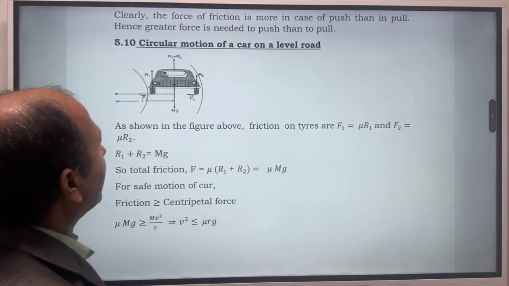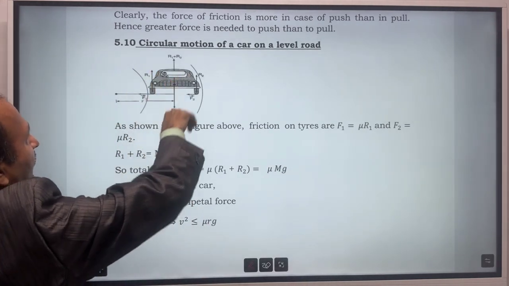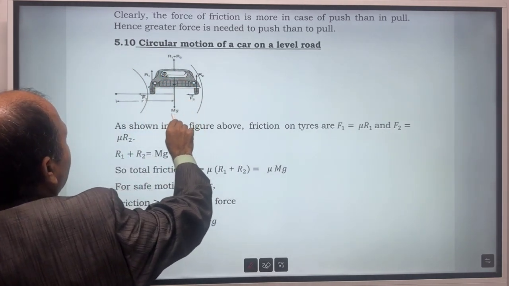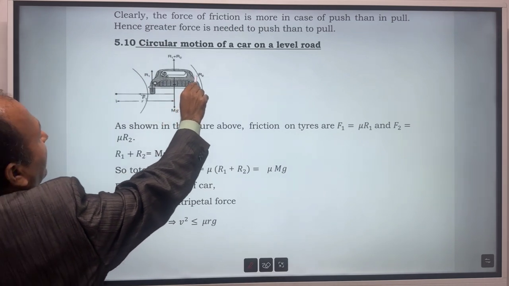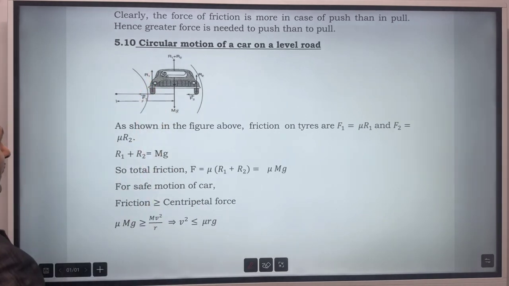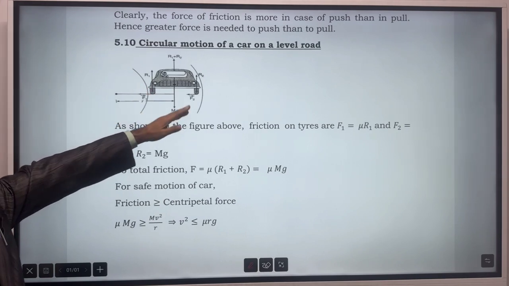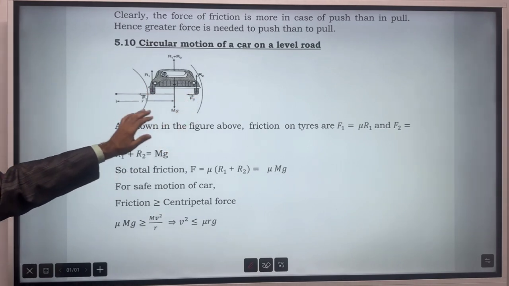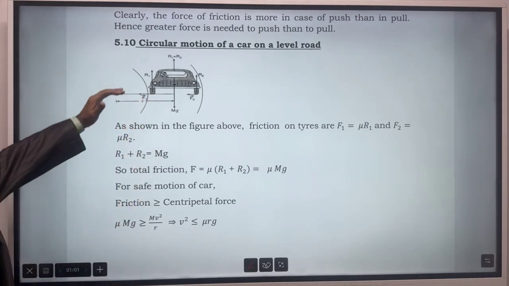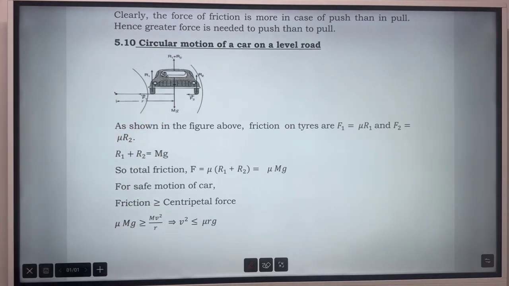Now, circular motion of a car on a level road. So we can see the situation. This is a road, and here the normal reaction; weight of vehicle mg downward, and one reaction here is R2 on this wheel, another wheel has a reaction R1. Now take friction on this wheel as F1, friction on this wheel as F2, and the point that can be taken as a radius from the center of the car is here. This distance is taken to be R.